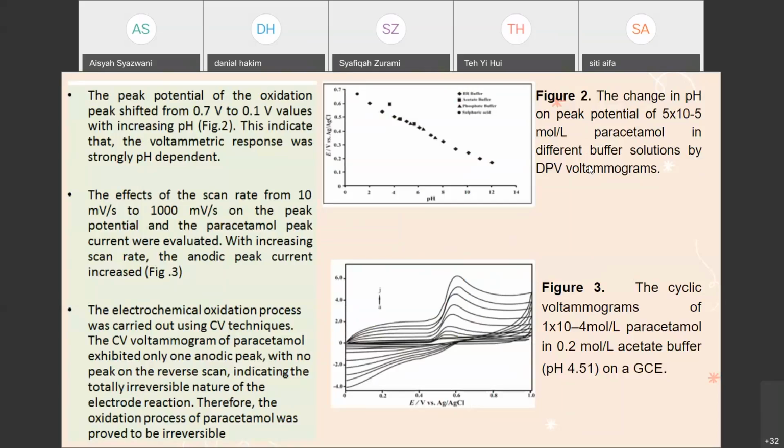So the electrochemical oxidation process was carried out using the CV technique. The CV voltammogram of paracetamol exhibits only one anodic peak with no peak on the reverse scan. It indicates the totally irreversible nature of the electrode reaction. Therefore, the oxidation process of paracetamol was proved to be irreversible.